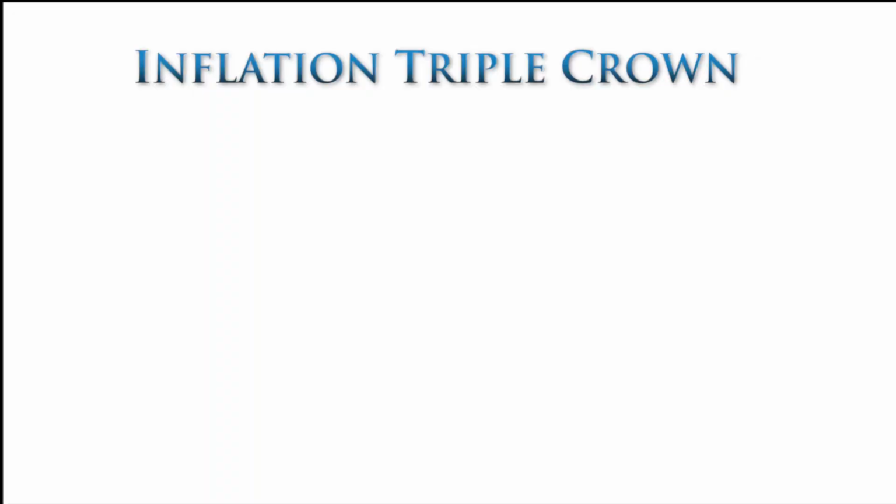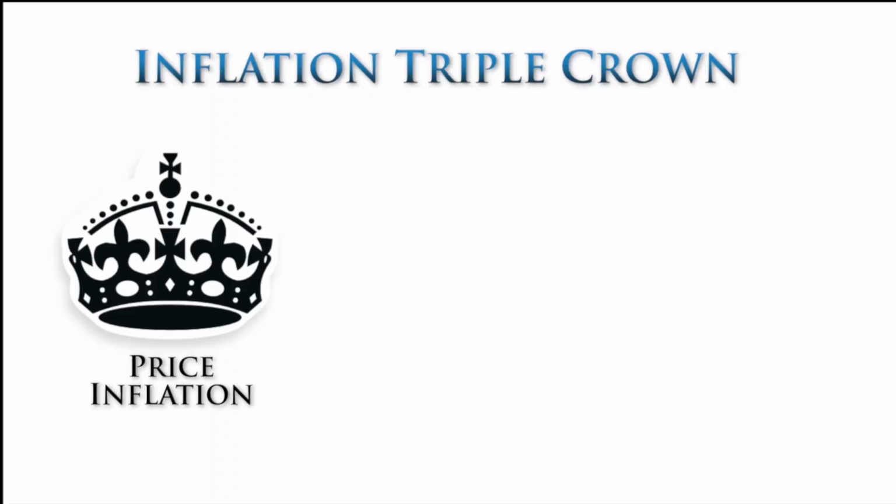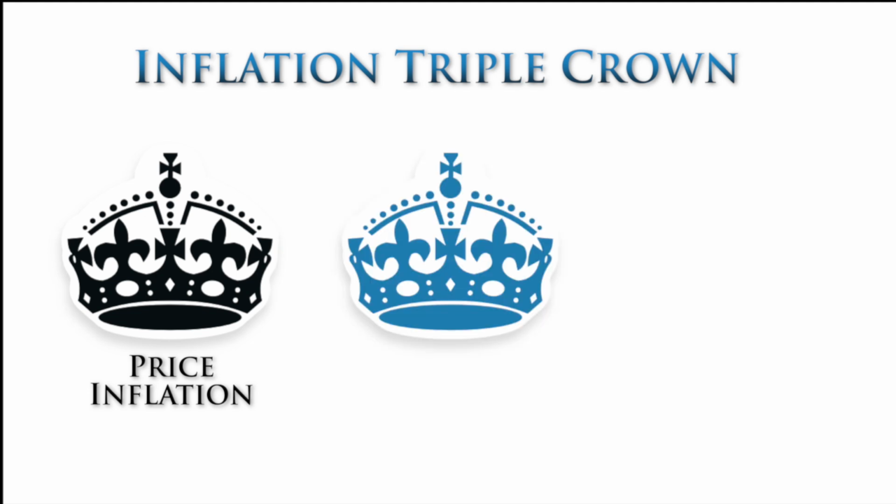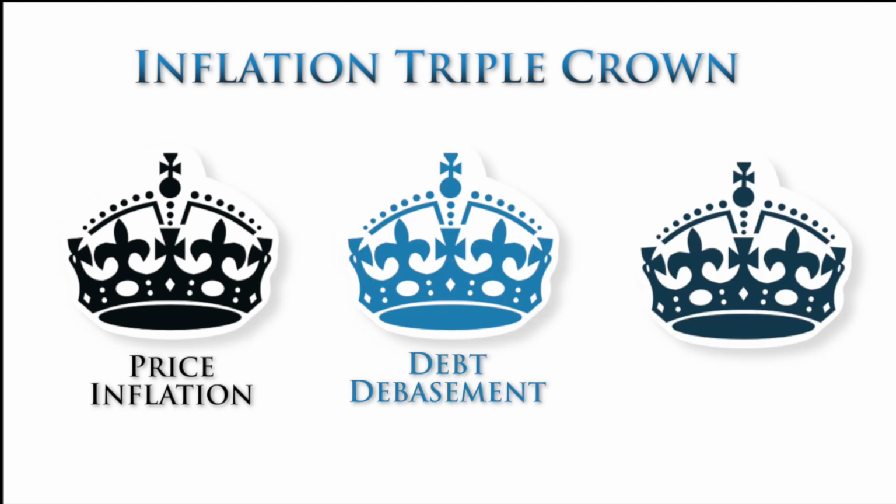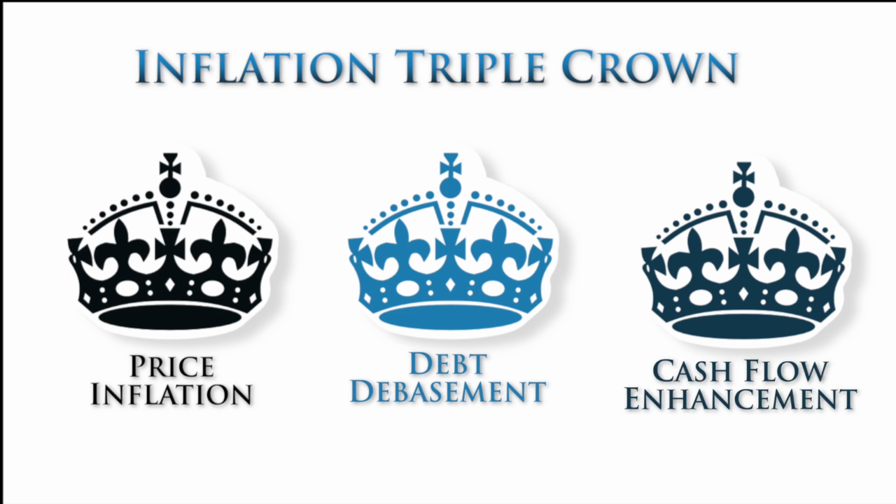The Triple Crown is, number 1, price inflation, number 2, debt debasement, and then the third crown in the Triple Crown is cash flow enhancement. So in this first of 3 videos on the Inflation Triple Crown, we're going to talk about price inflation on this piece of real estate that you bought.